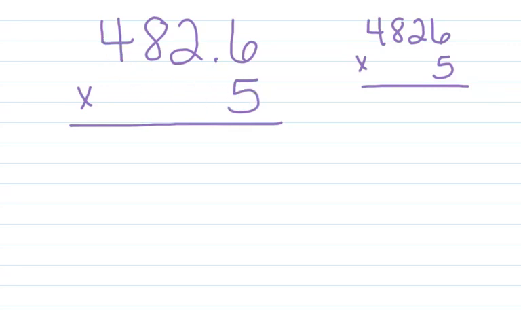So 5 times 6 is 30. I bring down the 0, carry the 3. 5 times 2 is 10, plus 3 is 13. Bring down the 3, carry the 1. 5 times 8 is 40, plus 1 is 41. Bring down the 1, carry the 4. 5 times 4 is 20, plus 4 is 24.